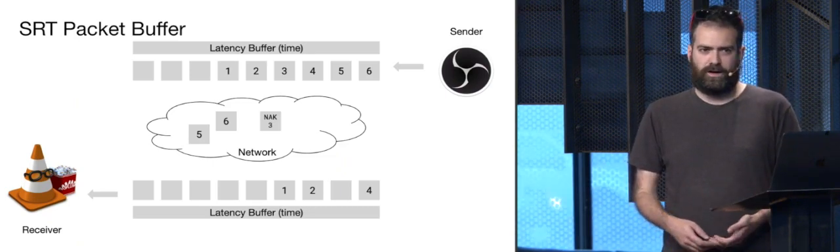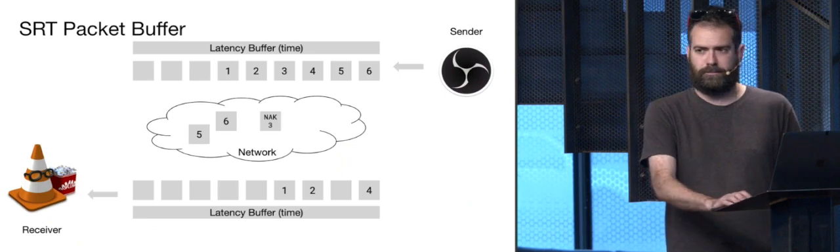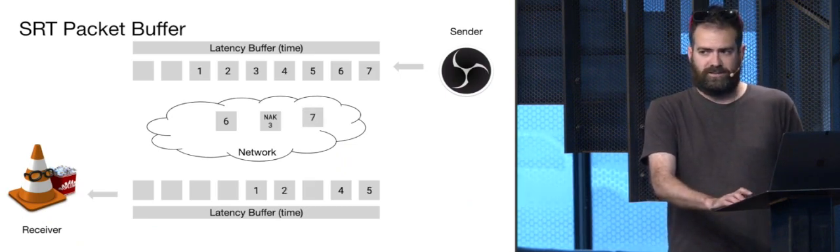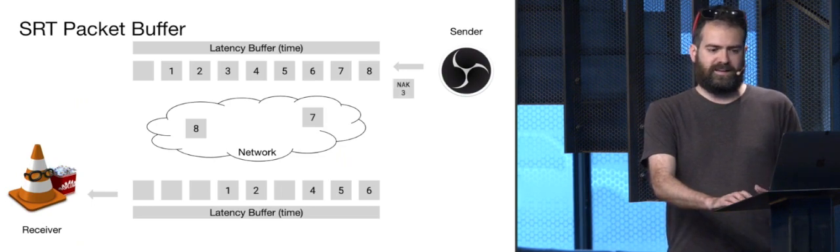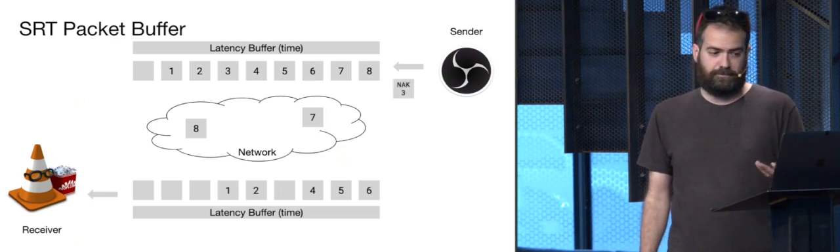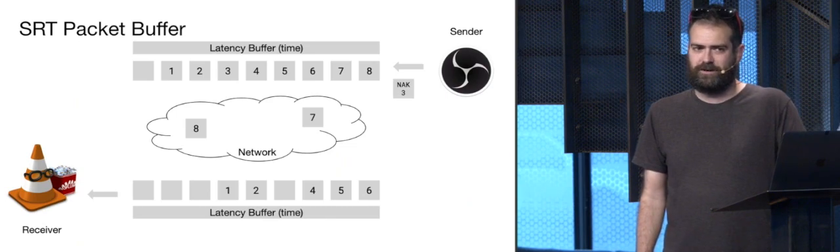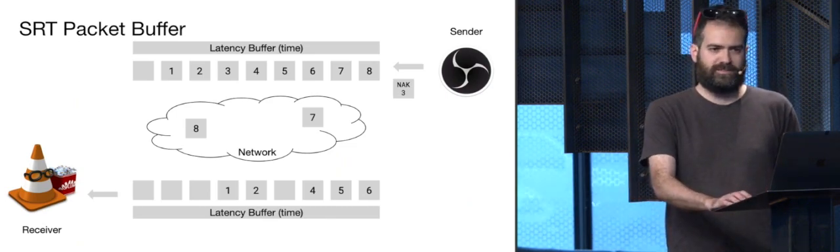The NAK is going to take a while to arrive, though, so the sender's going to keep operating like normal, and the receiver's going to keep receiving some of these later packets. And then the sender gets the NAK. It sees the receiver missed packet 3, but hey, it saved all of these packets in its buffer. So the sender resends packet 3.